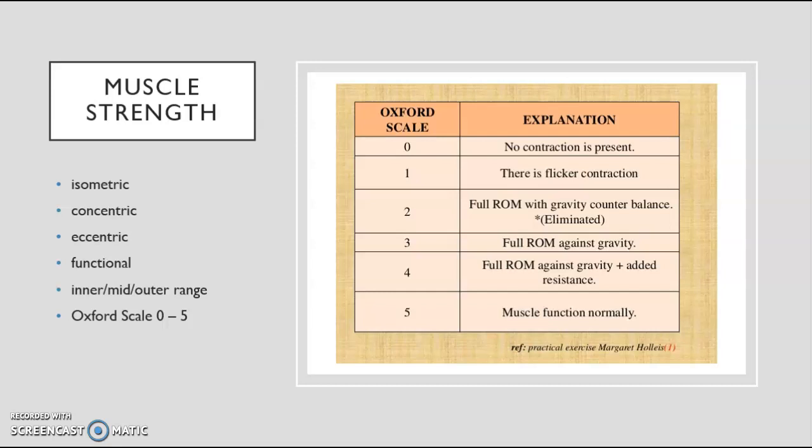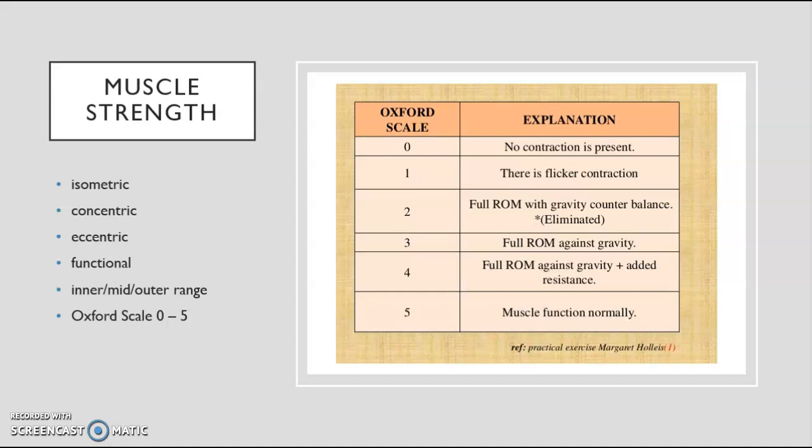When we come to look at muscle strength, we're thinking about the type of muscle contraction we're looking for. Is it isometric, concentric, or eccentric? Are we looking at functional muscle strength, so things like sit-to-stands or squats or potentially lunges? Are we testing that muscle strength in the inner, mid, and outer range? And then just pause here as well and think about where would be the strongest contraction of a muscle. Would it be in the inner range, the mid range, or the outer range? And why would that be?